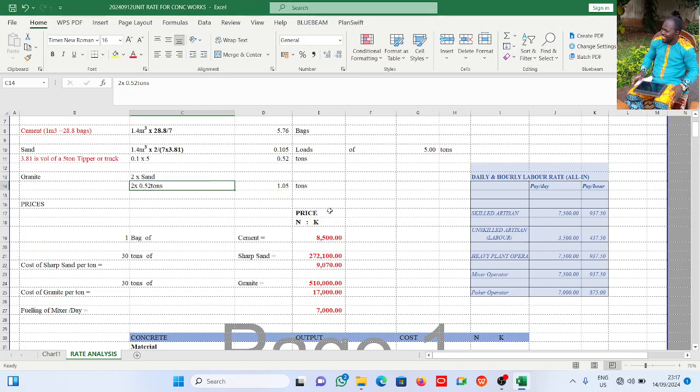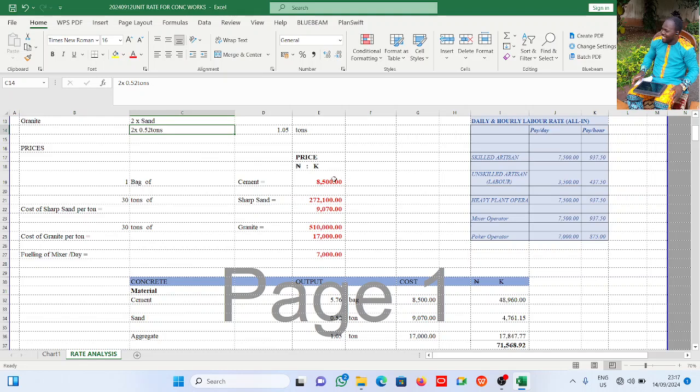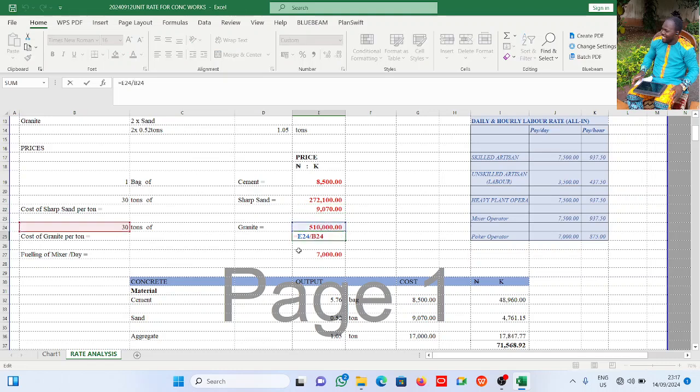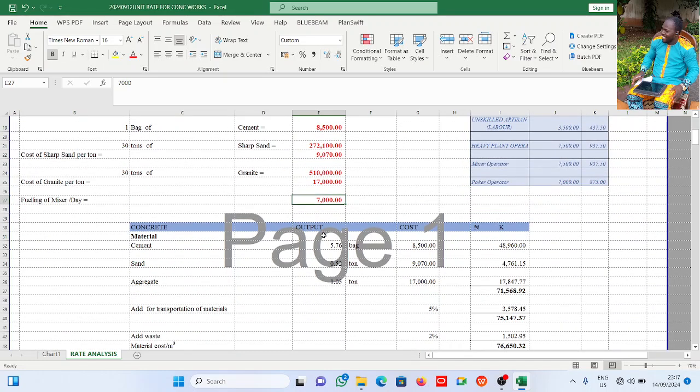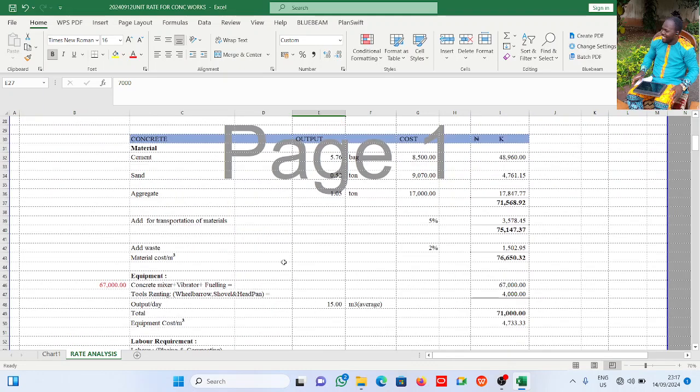Now a bag of cement goes for 8,500. Fine aggregate, that's sharp sand, goes for 272,100. This is for 30 tons, so 1 ton, divided by 30, we get 9,070. The same thing goes for granite, 30 tons, 510,000, and for 1 ton it is this. Then we have hiring per day for the mixer to mix the cement, 7,000 naira. Now this will come here for the rate. Now cement, of course, 5.76 at 8,500.